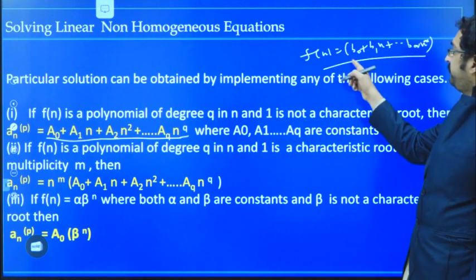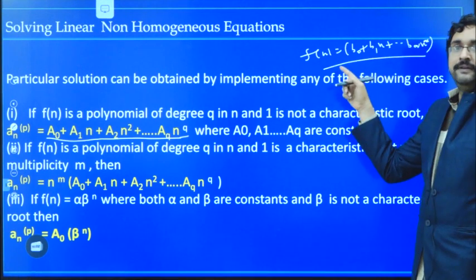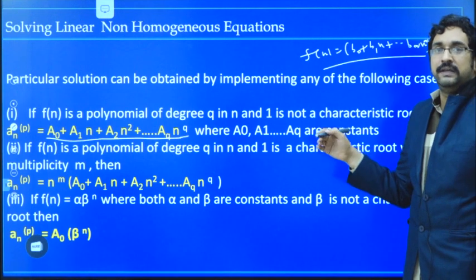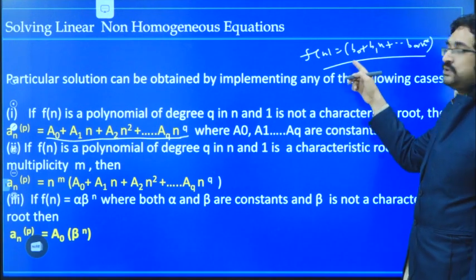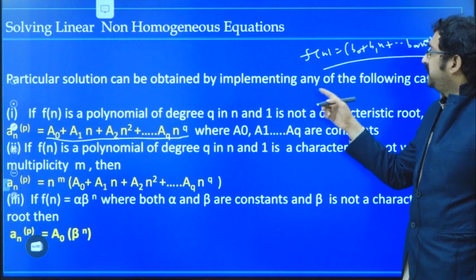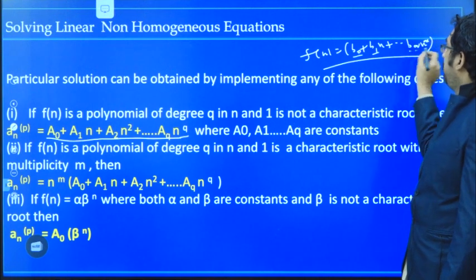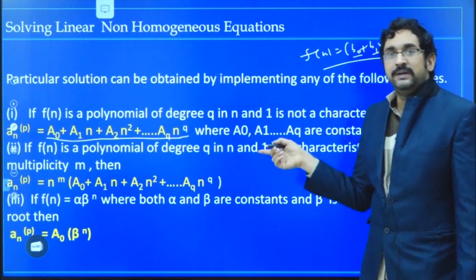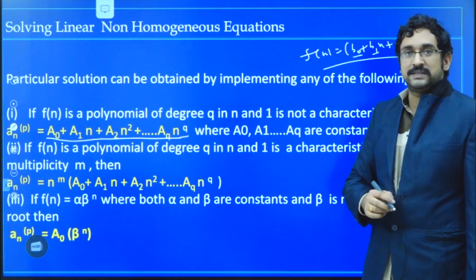That means if f(n) is in this form and if 1 is not a characteristic root for the given equation, then substitute constants a0, a1 and so on, aq in place of b0, b1 and so on, bq. That will be the particular solution for that case.